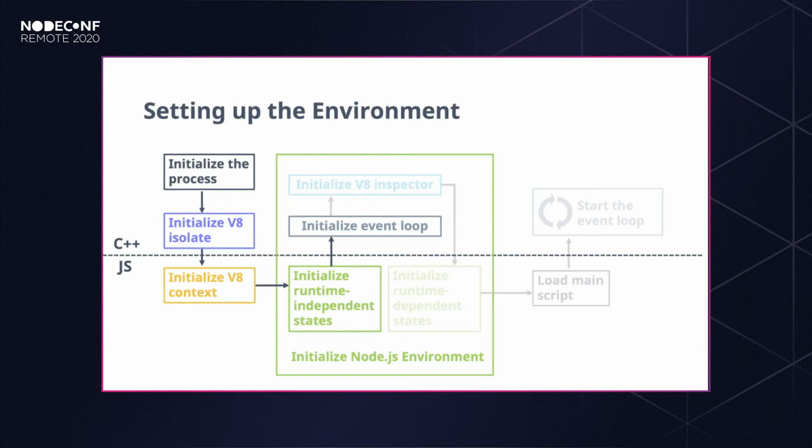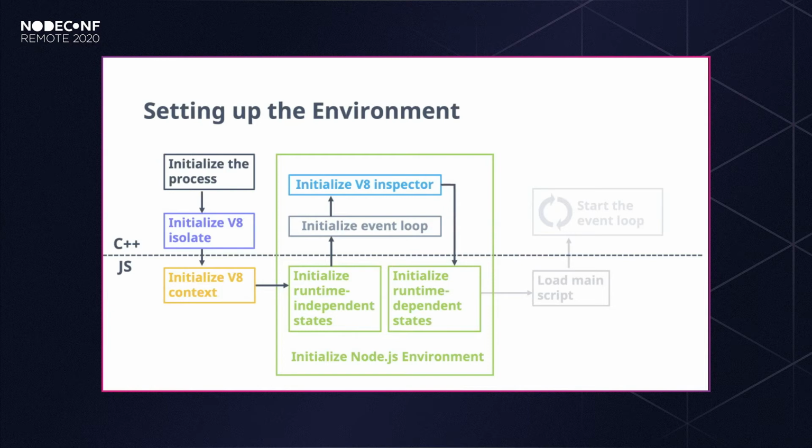So after the runtime independent components are initialized, we then move on to initialize the event loop so that we can process the timers and the immediates properly later. Then we'll initialize the V8 inspector. We can only start debugging JavaScript, internal or not, after the V8 inspector is initialized.